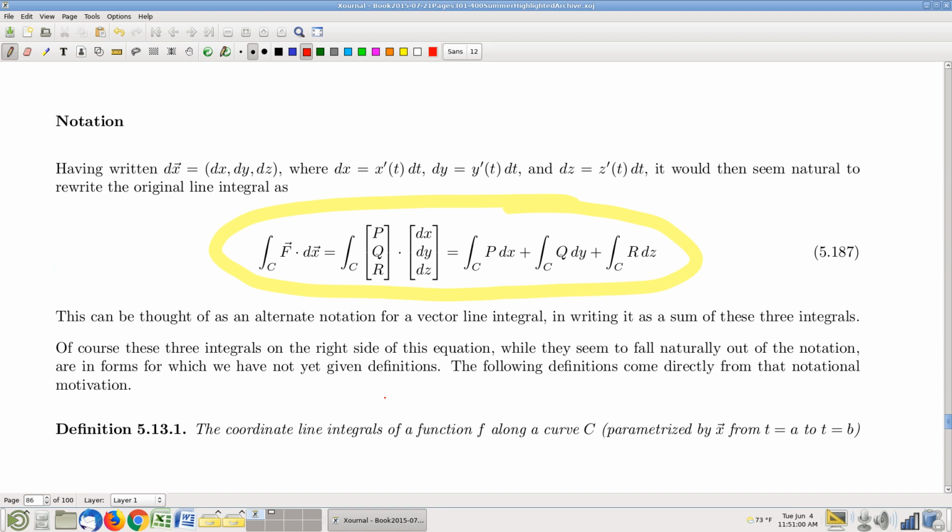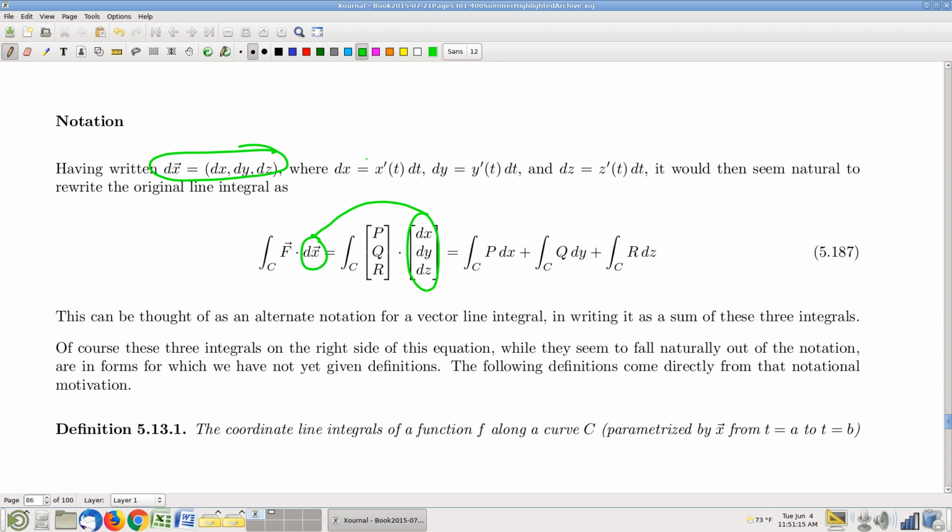Here's the final punchline, at least notationally, for line integrals. Remember, we just agreed that dx now has coordinates dx, dy, dz, where these things are defined by these formulas. So I've rewritten dx. Of course, our vector field has components. F has components P, Q, and R.